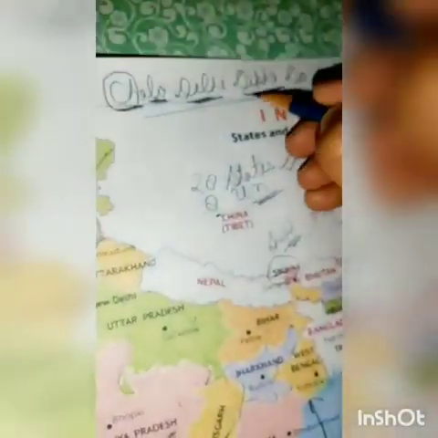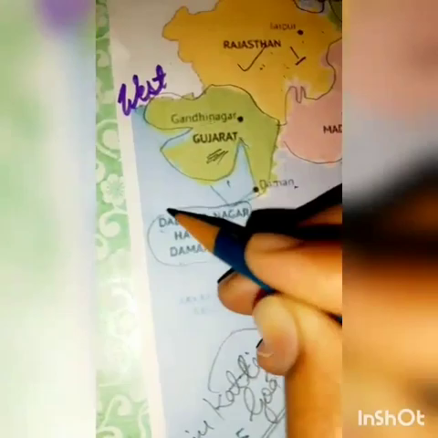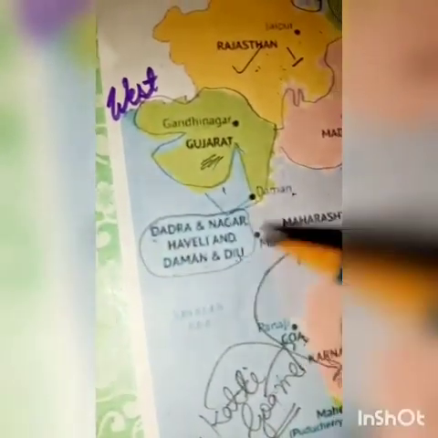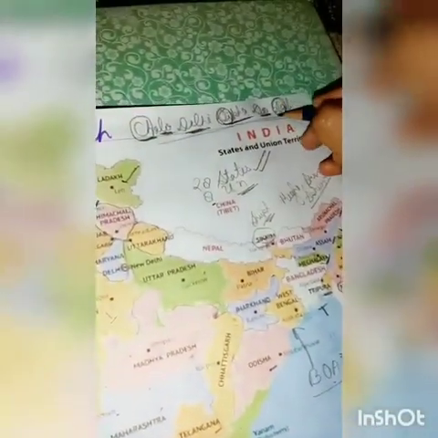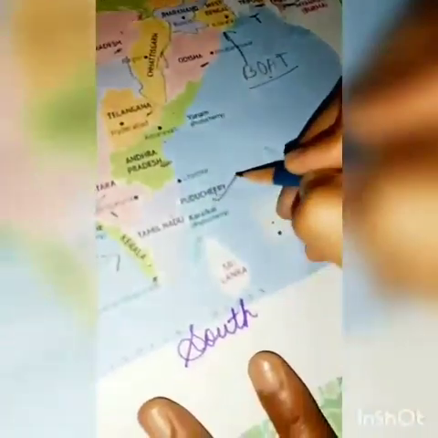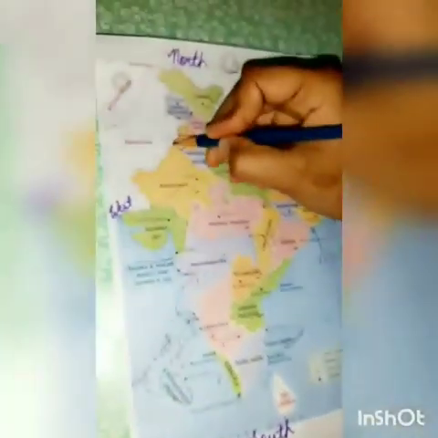The D of Dikha is for Dadra and Nagar Haveli and Daman and Diu. This is one union territory. Do is for Lakshadweep Island. And Aap: A is for Andaman and Nicobar Islands, and P for Puducherry. So these are the 8 union territories we have.